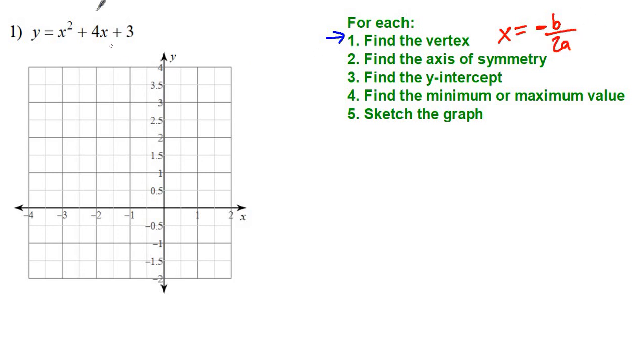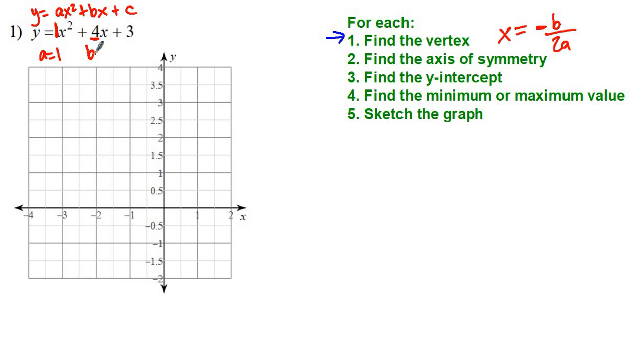What does that mean? Remember that we said quadratic equations are in standard form when they look like this: a number times x squared plus a number b times x plus a number c. This right here, number 1, is in standard form because the number in front of x squared is 1, so that means a equals 1.